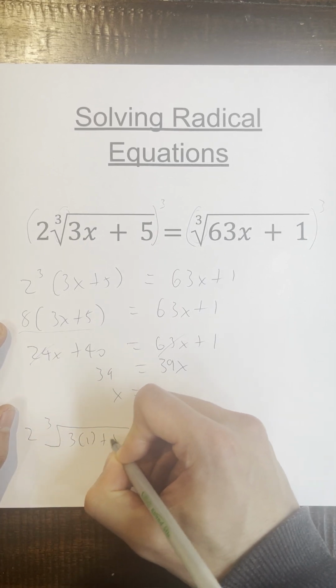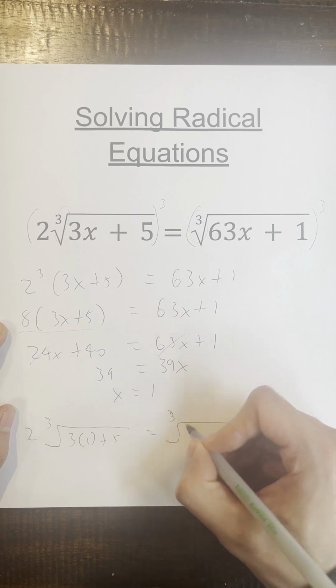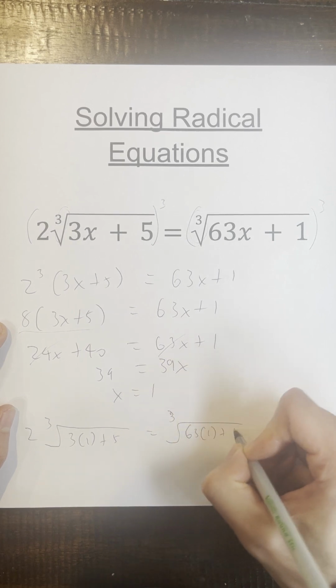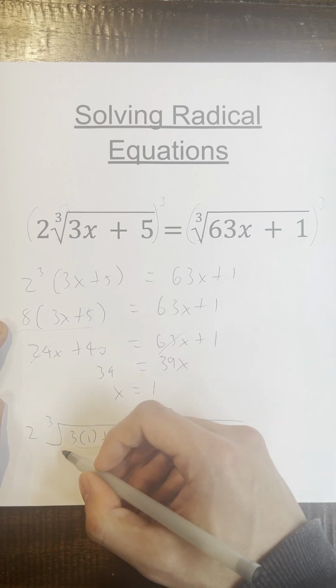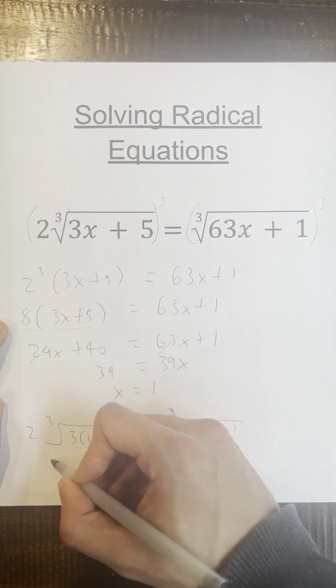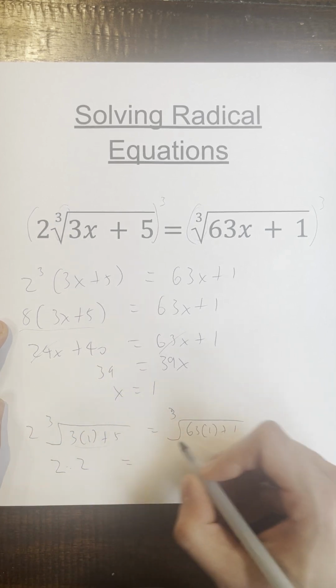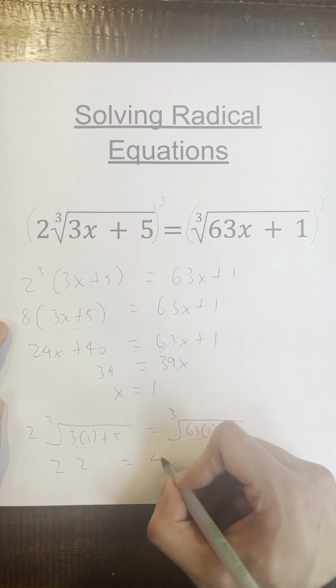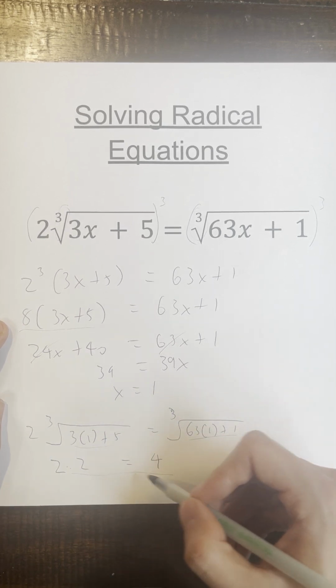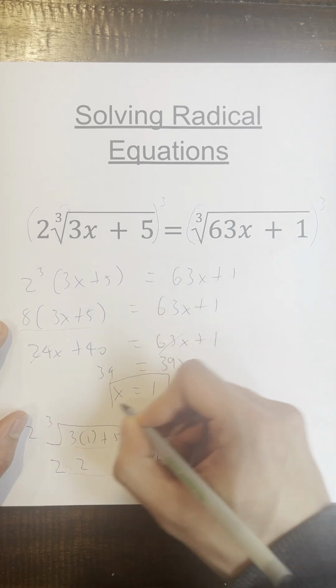2 times the cube root of (3 times 1 plus 5), and the cube root of (63 times 1 plus 1). Okay, so this is going to be 8. So the cube root of 8 is how much? 2. So 2 times 2, is that going to be equal to the cube root of 64, which is 4? Is this true? Yes. So x equals 1 is your answer.